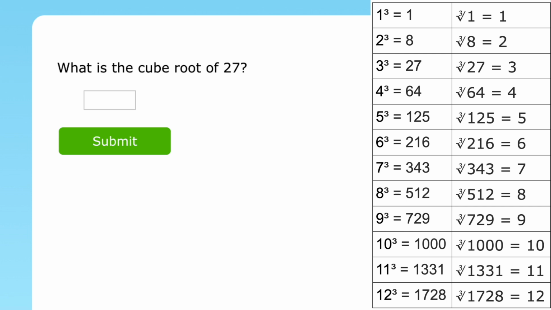What is the cube root of 27? Well, since 3 times 3 times 3 is 27, our answer must be 3. Next, what's the cube root of 64? Well, since 4 times 4 times 4 is 64, our answer is 4. Next, we have the cube root of 1. Since 1 times 1 times 1 is 1, the cube root of 1 is 1.